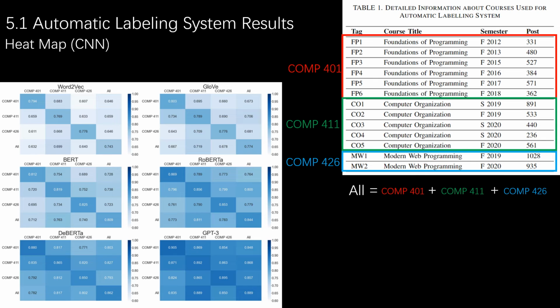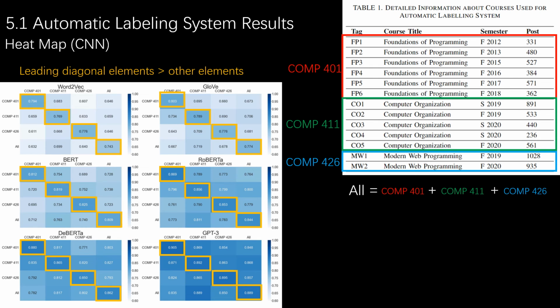Similar to the line chart shown before, there is a pattern of performance improvement from Virtual-VAC to GPT-3. We also found that the cells in the leading diagonal have higher accuracy than other cells. This is reasonable since the same courses taught in different semesters are usually closer in style than other courses. As a result, students tend to ask similar questions.